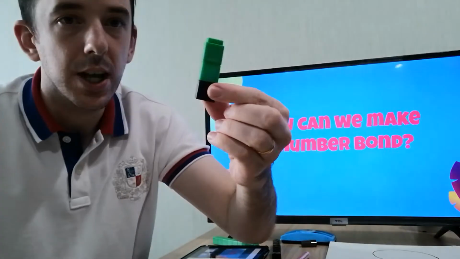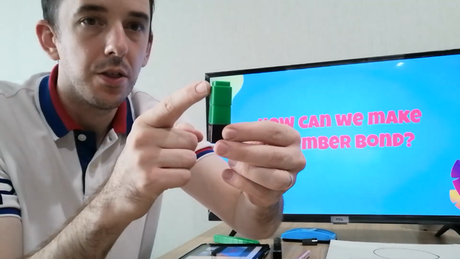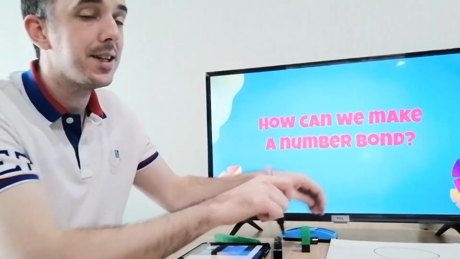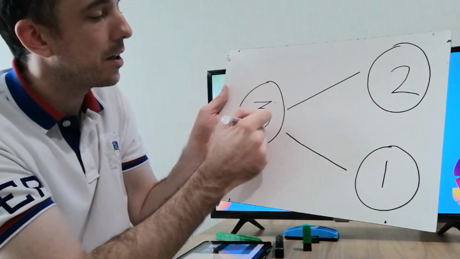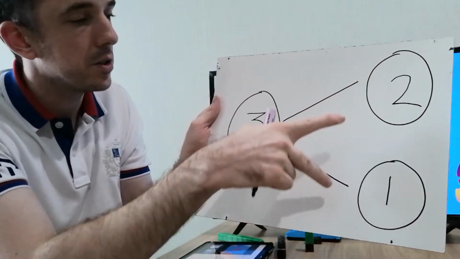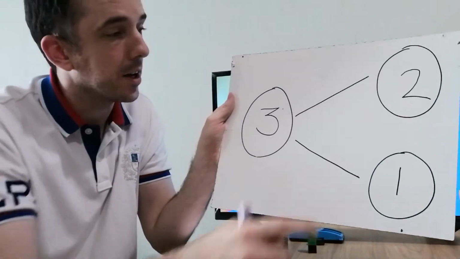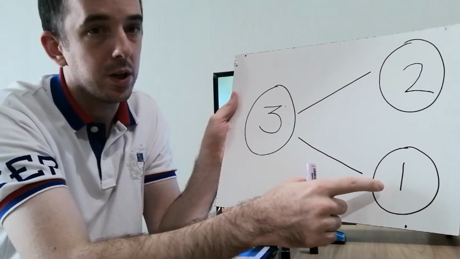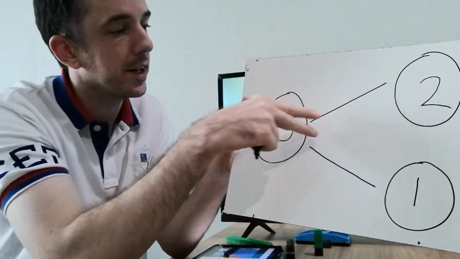If I put them together, how many do I get? 1, 2, 3. So these two groups give me 3. 2 and 1 together give me 3. Or I could say 2 plus 1 gives me 3, or 1 plus 2 gives me 3.